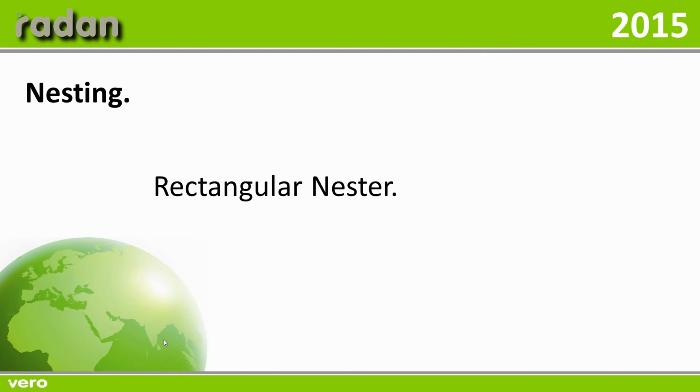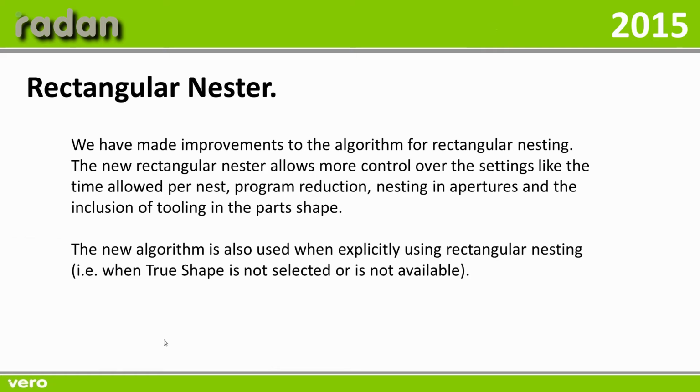2015. Rectangular nester. Here at Radan we are always striving to improve the nesting algorithms within our software. So you will see in every release of software there are some improvements or modifications to the nester. In Radan 2015 we have added some major improvements to the rectangular nester. We have now given the user much more control over the nesting times, the program reduction, nesting in apertures, and the inclusion of tooling in the part shape. Now this is specifically for the rectangular nester.